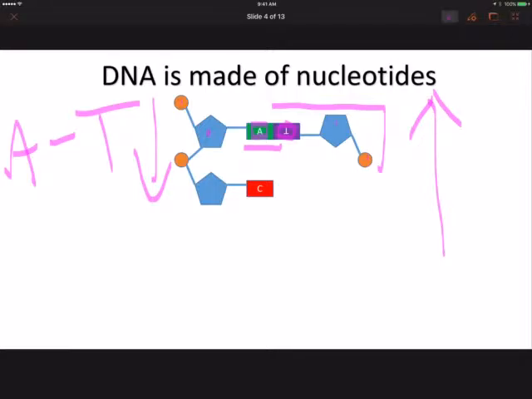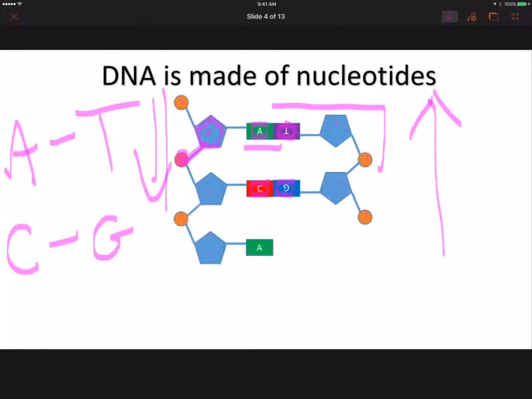Here's another nucleotide. I have my phosphate group, my sugar, and my nitrogenous base. This base happens to be a cytosine, or a C. And that C is going to pair with another one, a G. Here's another nucleotide. There's my phosphate group, my sugar, and my nitrogenous base, which happens to be a G. So C is always going to pair with G. And you can see now that I'm forming that backbone, with my phosphate groups forming a bond with the sugar from the nucleotide above it.